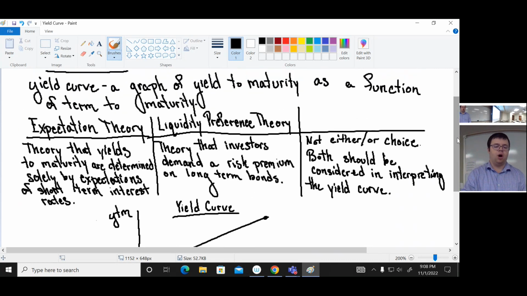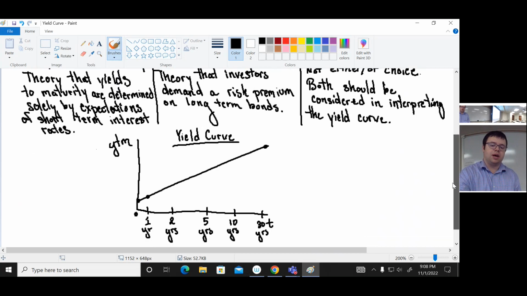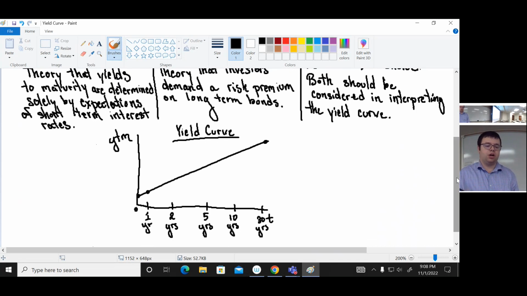There are a couple of theories as to why the yield curve is generally upward sloping. One, the expectations theory, that yields to maturity are determined solely by expectations of short-term yields and rates. What does that mean? Essentially, the current rate for the 1 year is going to be made up of the current expectation for the rate for the next 6 months and the rate for the following 6 months, from month 7 through 12.